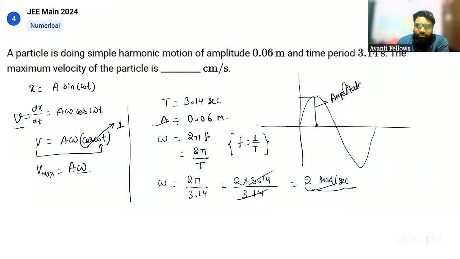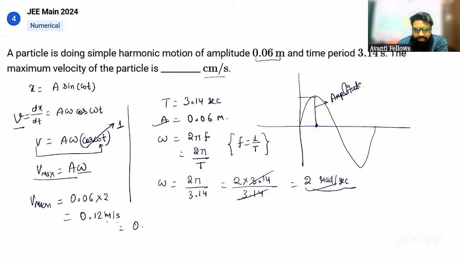Now A you are also having, then what is the v max? So v max will be a, 0.06 multiply by 2, which is 0.12. Oh, this is being asked in centimeter per second, but this we have derived in meter per second because amplitude we have taken as it is. So we need to convert it into centimeter. So 1 meter is 100 centimeters.